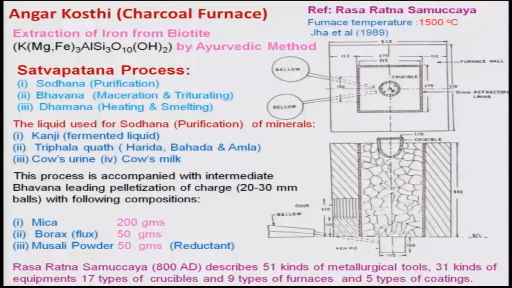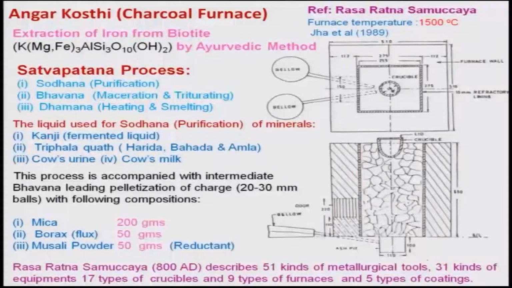So, these are the ways by which they purify the minerals, and this process is accompanied by intermediate bhavana leading to pelletization of the charge, like 20 to 30 balls, made of mica around 200 grams, borax 50 grams, and muesli powders 50 grams. Of course, this acts as a reductant, and it is mixed with the iron powders and kept in the crucible, and then you heat it with the help of bellows, which can take the material to a very high temperature, 1500 degrees Celsius. The problem with this kind of method is that you will get iron in small quantities, not 250 kg per day.